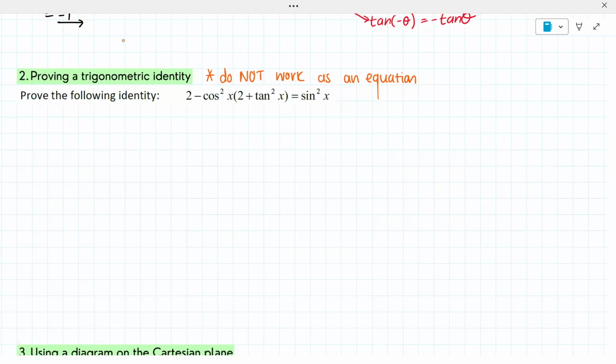So when I say you pick the more complex side, you pick the side with more stuff going on. On the left, I've got the 2 minus cos squared x times 2 plus tan squared x. But on the right-hand side, I just have sine squared x. That's a single term situation. That's not the more complex side. The more complex side in this case is the left-hand side. And so this is the side that I'm going to manipulate in order to get it to equal sine squared x.